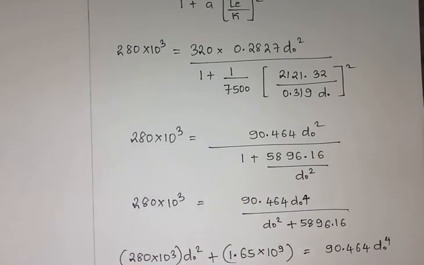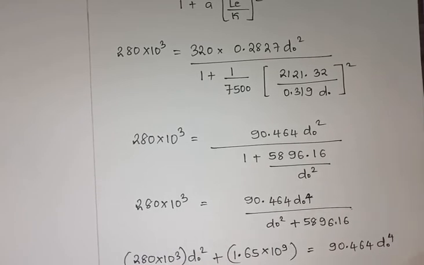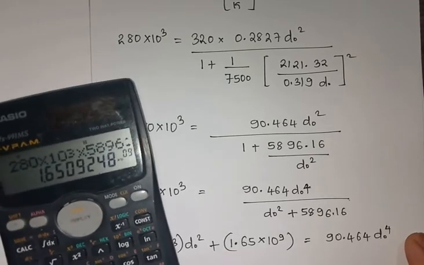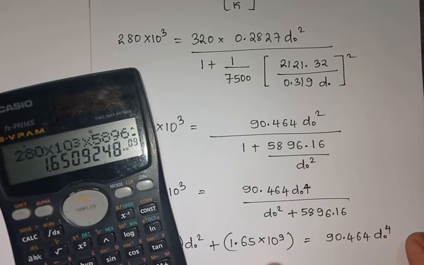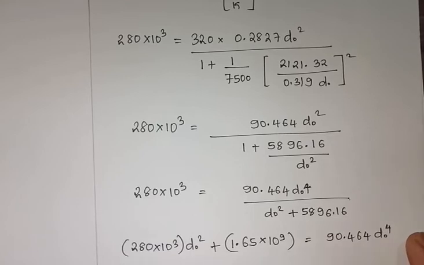On the left hand side, it is same, 280 into 10 raised to 3. Next, you cross multiply these two things. So you'll be getting an equation 280 into 10 raised to 3 d naught square. Then you multiply 280 into 10 raised to 3 into this value 5896.16. So in that case, I'll be getting 1.65. You can just check out 1.65 into 10 raised to 9. That is what I have taken here, is equal to 90.464 d naught raised to 4.